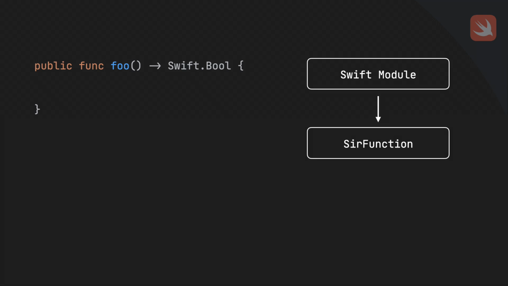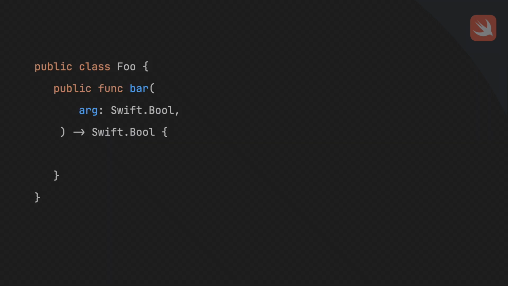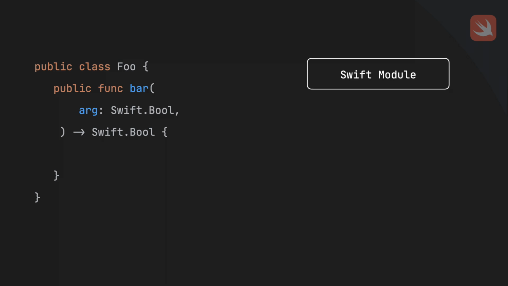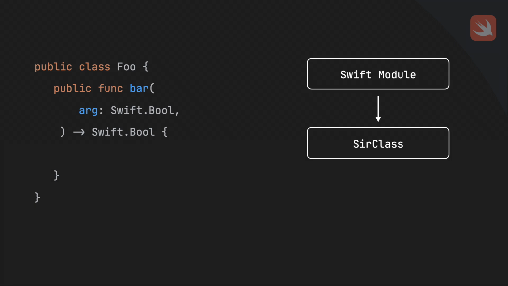Now let's look at how to do a little bit more complicated things, such as building a class with a function. Here's a very simple example of a class with a function in Swift. We have a class called foo, and it has a function called bar, which takes in one argument and returns a boolean. How do we represent the SIR tree for this? Similarly, we're going to start with our root node, which is going to be our module, and it's going to have a decoration, which is going to be an SIR class.